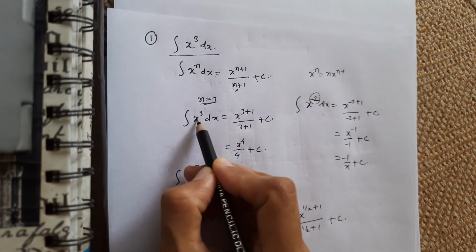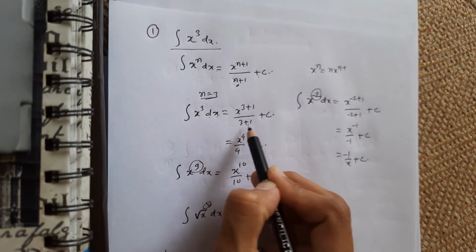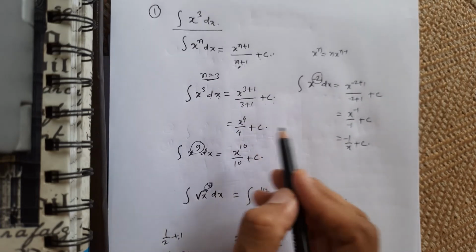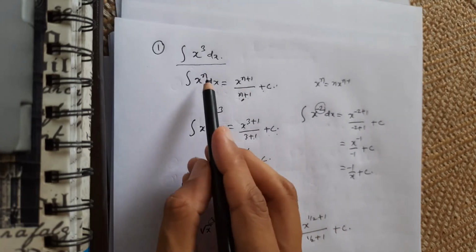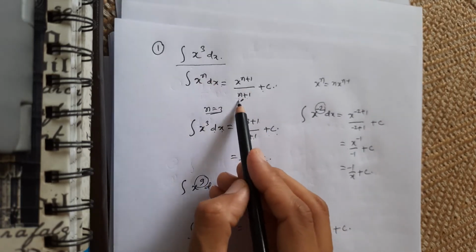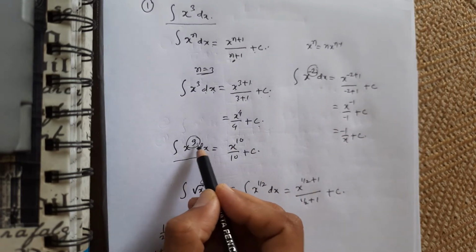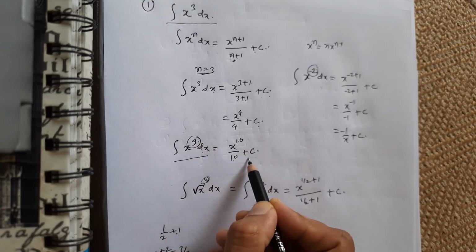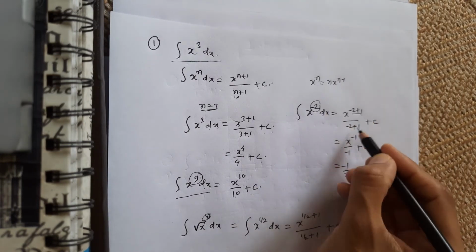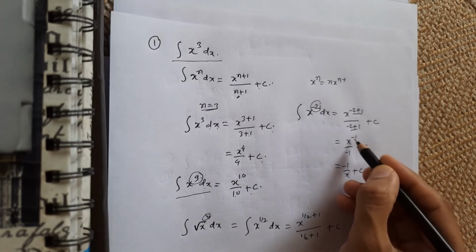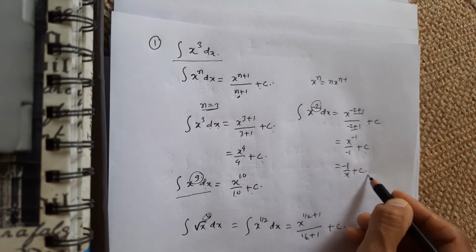So what will we get? Integration x to the power 3 dx equals to x to the power n is 3 now, so 3 plus 1 upon 3 plus 1 plus c, which is x to the power 4 upon 4 plus c. In a simple way, just remember that you need to add 1 to the power and divide with the same number. So for example, if I have x to the power 9 dx, just add 1, 9 plus 1 is 10, so x to the power 10 upon 10 plus c. Okay. Similarly, if I have x to the power minus 2 dx, then just add one, minus 2 plus 1 is minus 1, so x to the power minus 1 upon minus 1 plus c, which we can write as minus 1 upon x plus c.